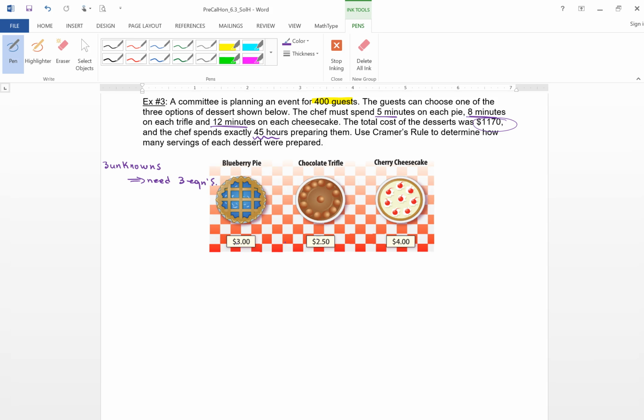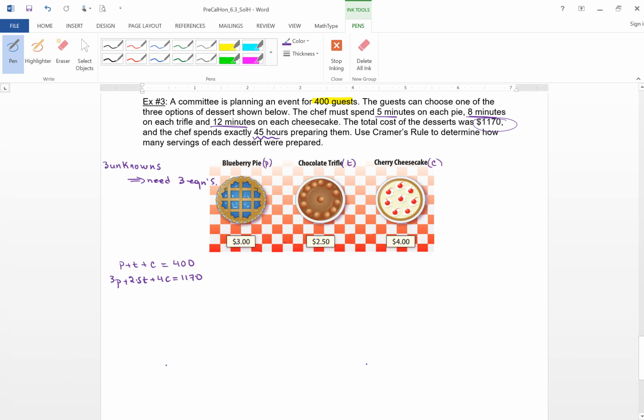So you have 400 guests, so you need 400 of these. I'm going to call the servings of pie P, the servings of trifle T, and the servings of cheesecake C. Now, the number of servings of the pie plus the trifle plus the cheesecake is going to equal 400. So that's your first equation. Now, how much did it cost? It cost $1,170. It's $3 for the pie, $2.50 for the trifle, $4 for the cheesecake. So 3P plus 2.5T plus 4C equals 1170.